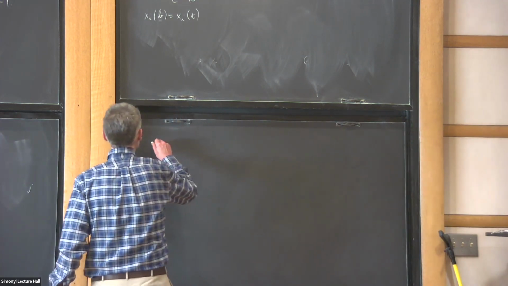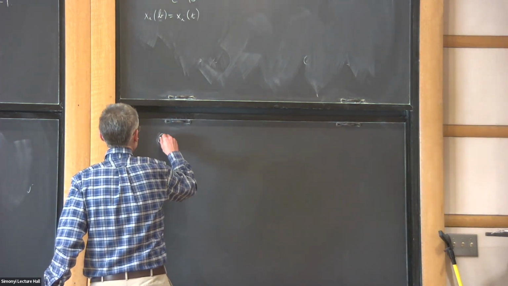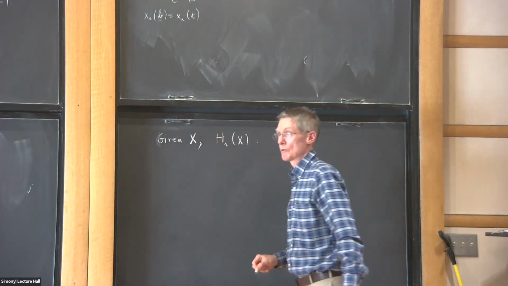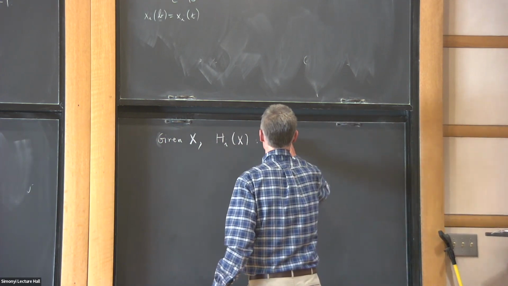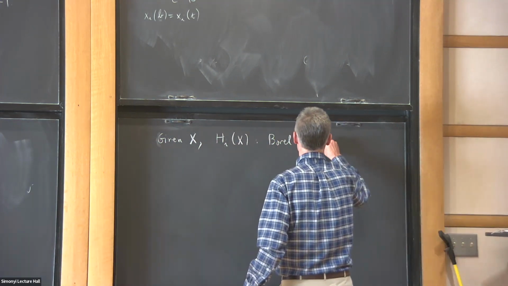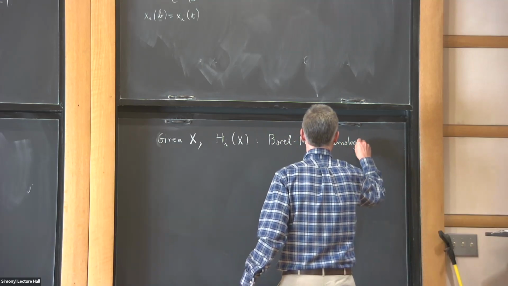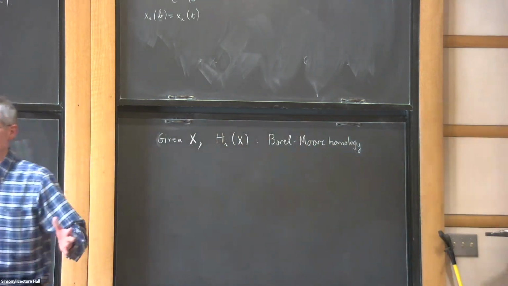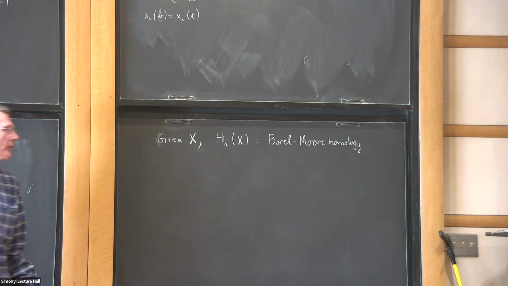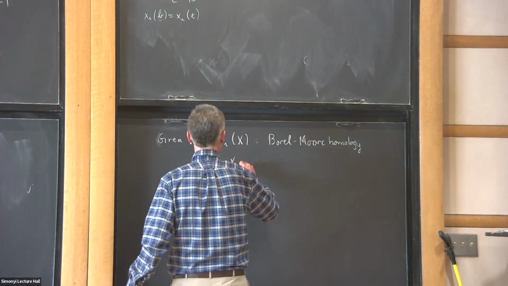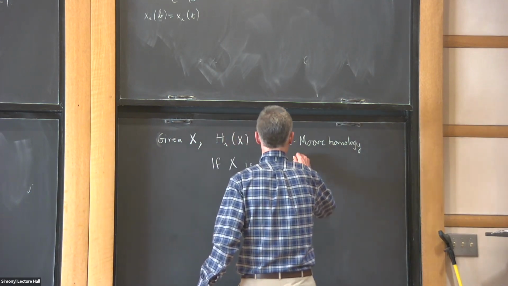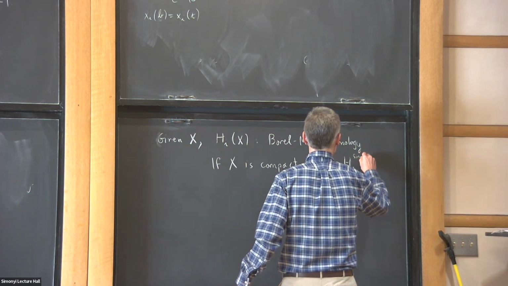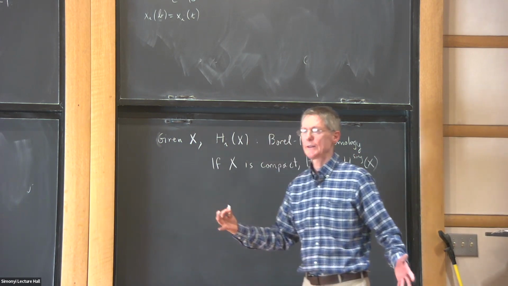So in any event, given X, I want to let Hi of X always denote Borel-Moore homology for us. This is to be thought of as homology with infinite chains that are locally finite, but they're allowed to be infinite. So if X is compact, Hi of X is just equal to the ordinary singular homology of X. But if X is not compact, they're different.